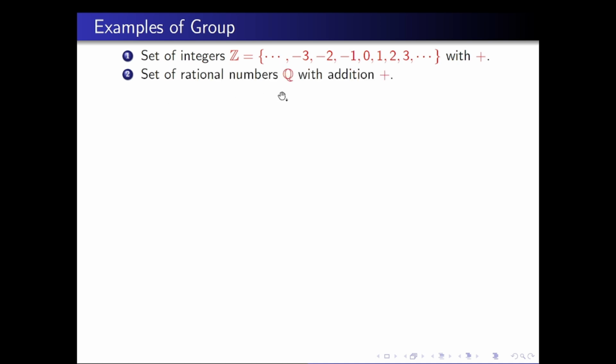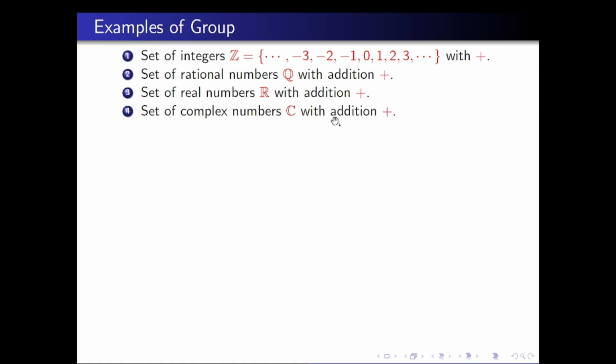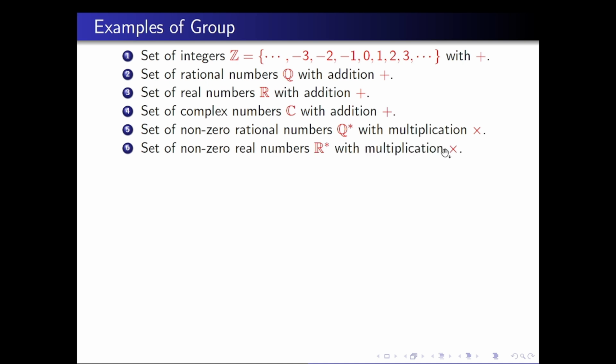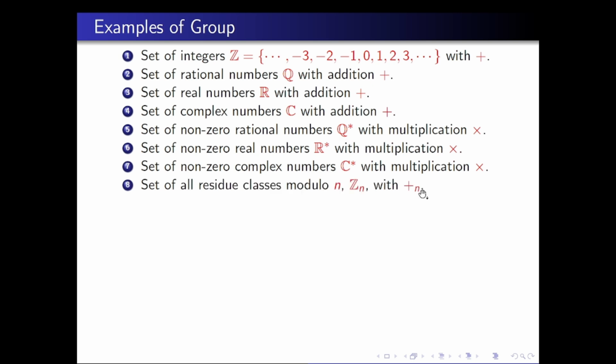The set of rational numbers Q with respect to addition also forms a group because it satisfies all four properties of group. Similarly, the set of real numbers with addition is also a group. The set of complex numbers is also a group with respect to addition. The set of non-zero rational numbers Q star is a group with respect to multiplication. Similarly, the set of non-zero real numbers R star is also a group with respect to multiplication. The set of non-zero complex numbers C star is also a group with respect to multiplication.